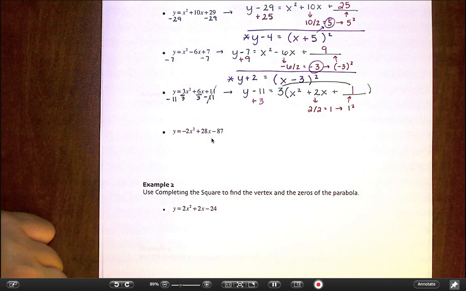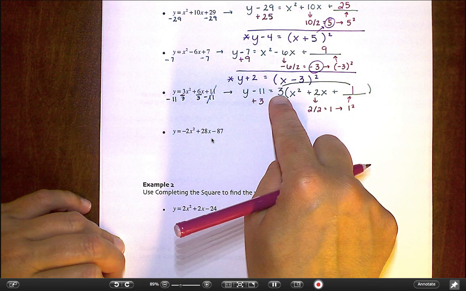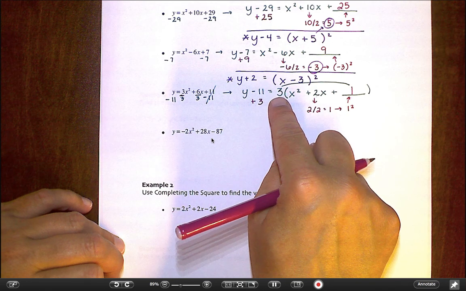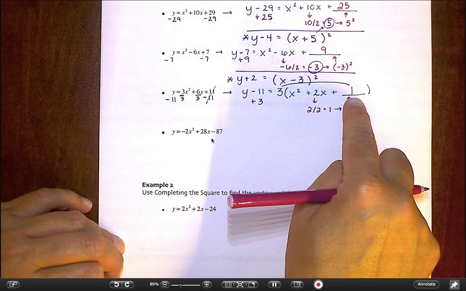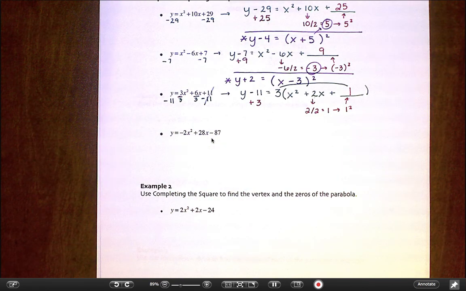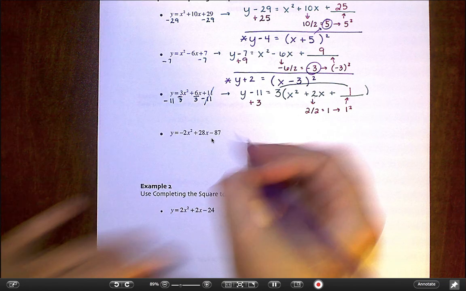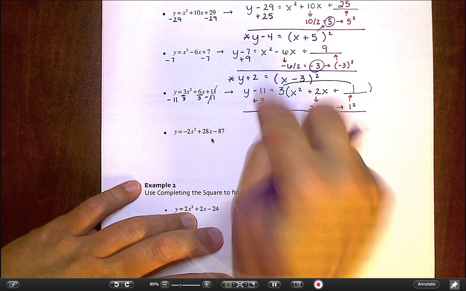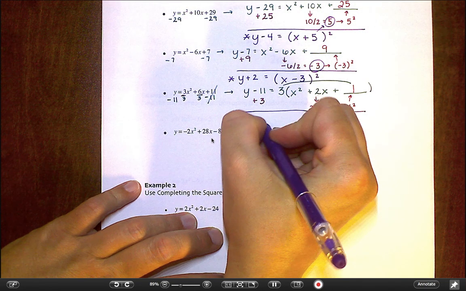Okay, that's the complicated part about this: first of all, remembering to pull this number out in front, and then remembering that that number applies to this magic number that you put in here when you go to balance it on the other side. The rest of this is going to work out just the same as before. I'm going to simplify that left side. Oops. So negative 11 plus 3 leaves me with a negative 8.